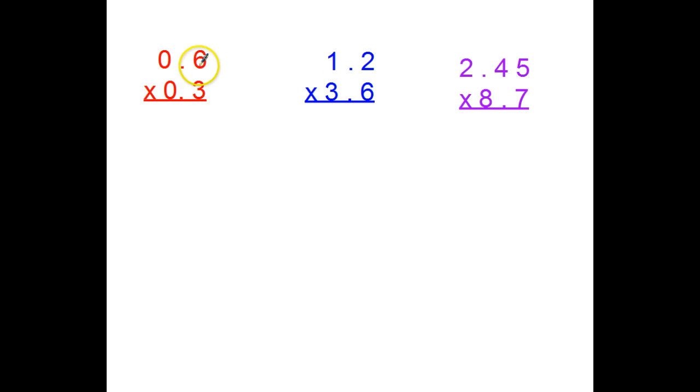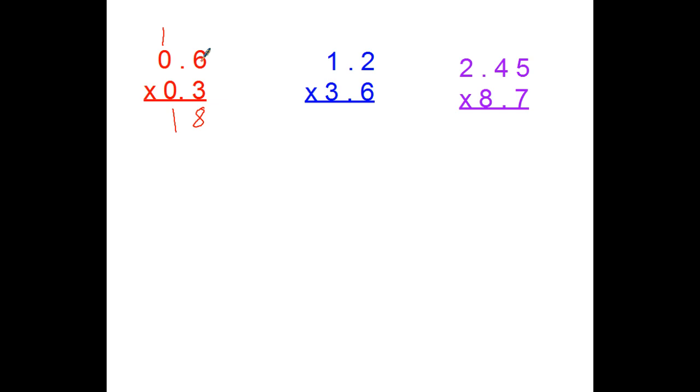So I got 3 times 6 is 18. I put down my 8, carry my 1. 3 times 0 is 0, plus 1 is 1. The 0 times everything is not going to really be anything. I could Marco Polo, but I'm still going to end up with the same answer.